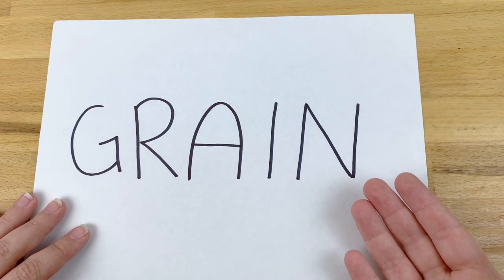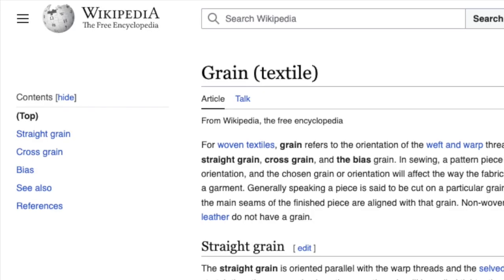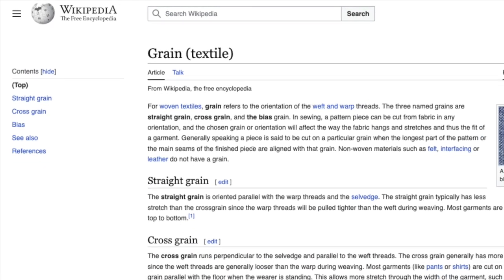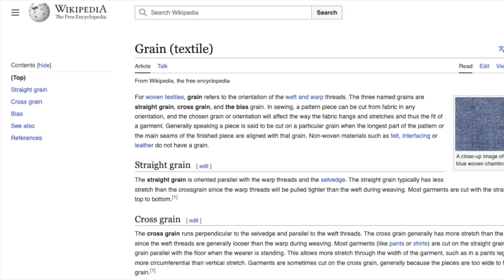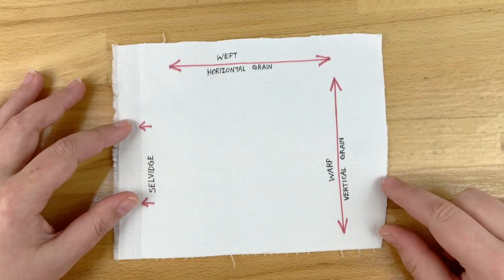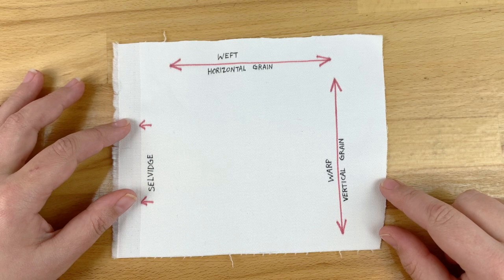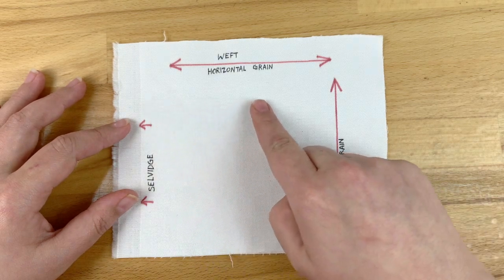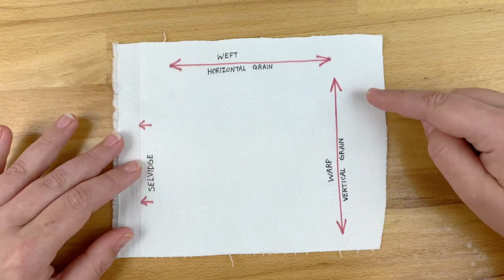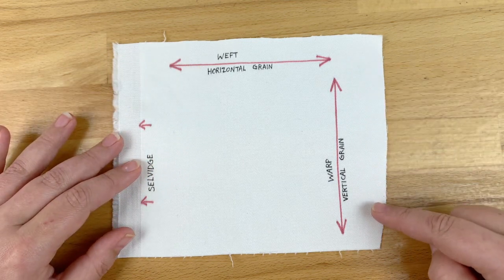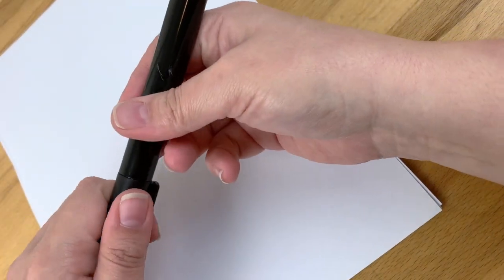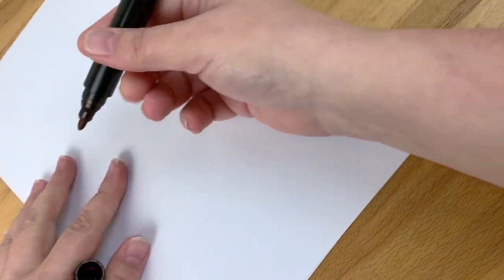First and foremost, what is grain? According to Wikipedia, for woven textiles, grain refers to the orientation of the weft and warp threads. Okay, let's translate that into normal English. All fabric is made up of two different types of threads woven together to create the cloth. The threads going across the fabric horizontally are called the cross grain, horizontal grain, or the weft. The threads going up and down the fabric vertically are called the length grain or straight grain, also called the warp.